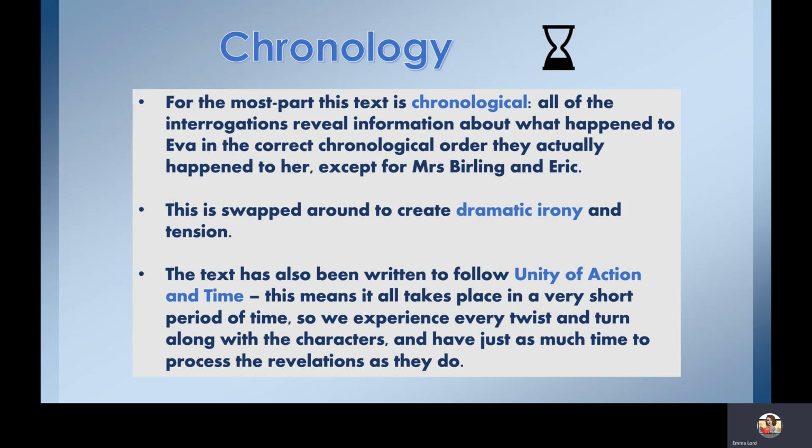Priestley wanted the audience to feel on edge. He wanted them to feel tense, because that's how the characters are feeling. He wanted to emulate the experience of the characters for the audience. They feel trapped in that dining room by the inspector, just as we, the audience, kind of feel trapped too, just by staring at this same set. So that's a really important thing to note as well.